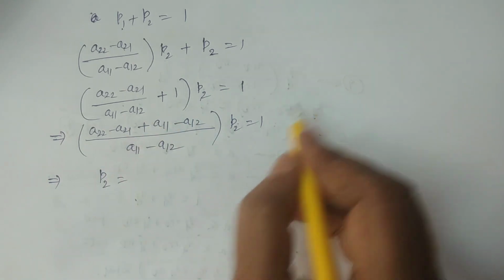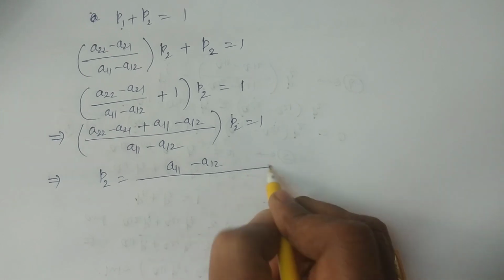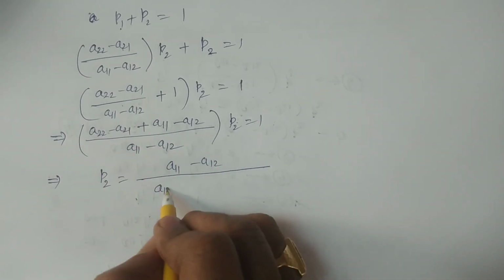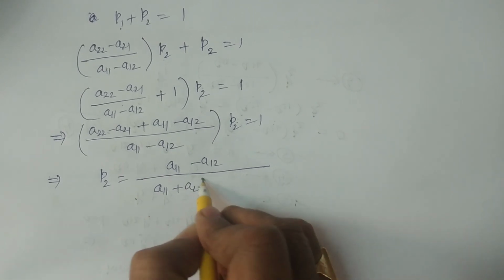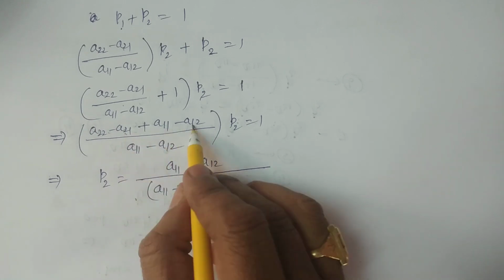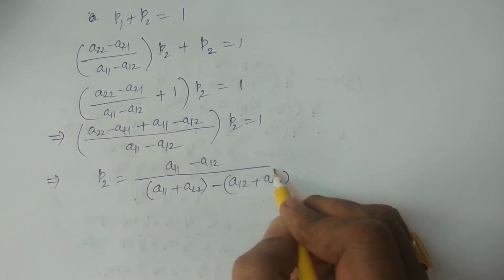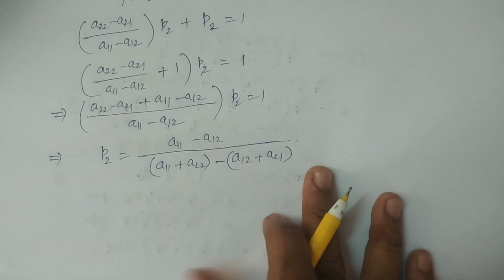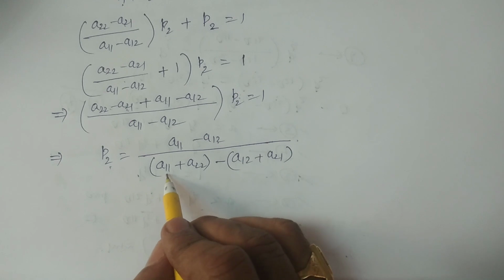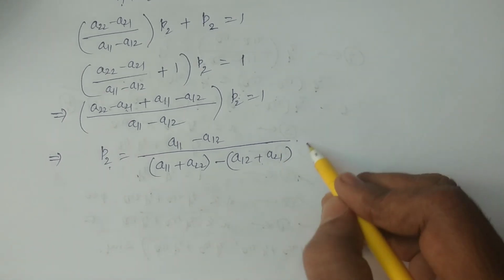Therefore P2 is equal to this. If you take this value to the right-hand side, (A11 minus A12) divided by this. In this value, A11 plus A22 are positive signs, minus if you take common minus these two values, that is A12 plus A21. I am writing in an order, so that the value of P2 is nothing but (A11 minus A12) divided by (A11 plus A22 minus (A12 plus A21)). This is the value of P2.